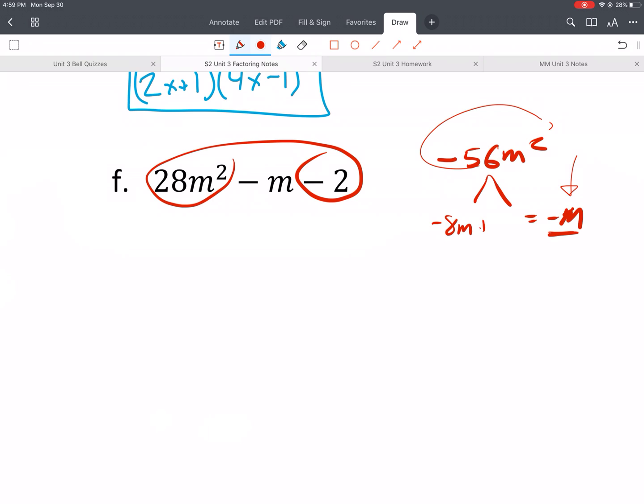Negative 8m plus 7m. Okay, so 28m squared minus 8m plus 7m minus 2. Okay, that looks about right. Cut it in half. Okay, greatest common factor here would be 4m.